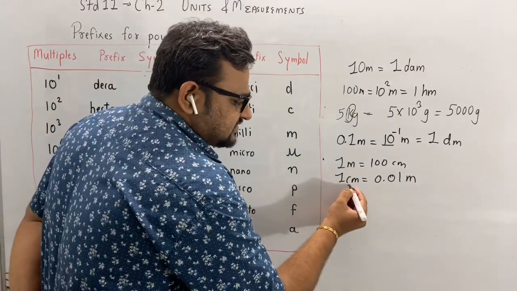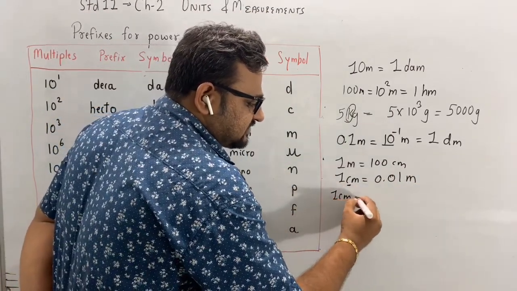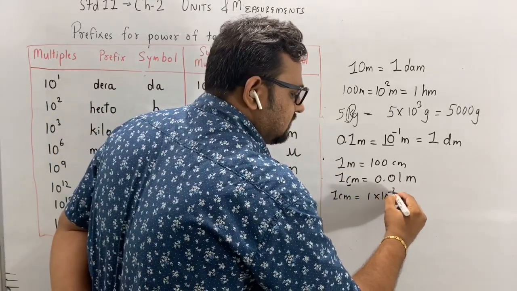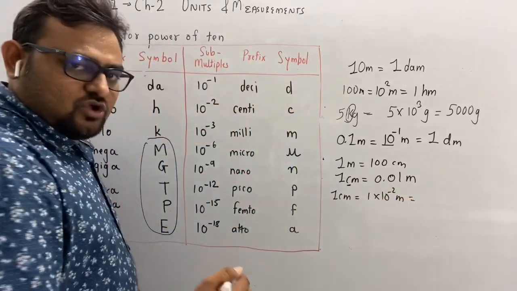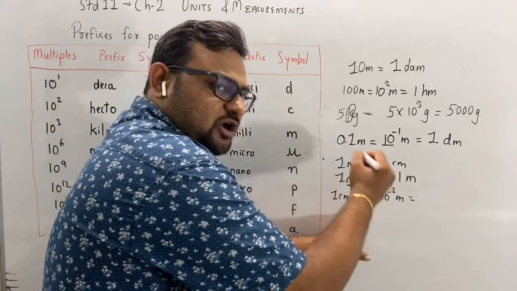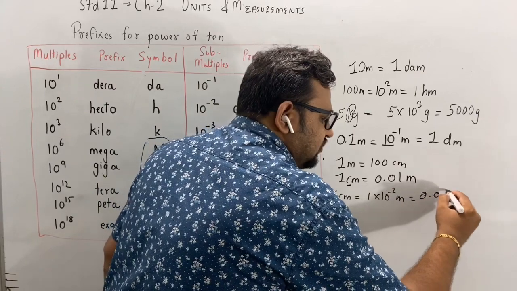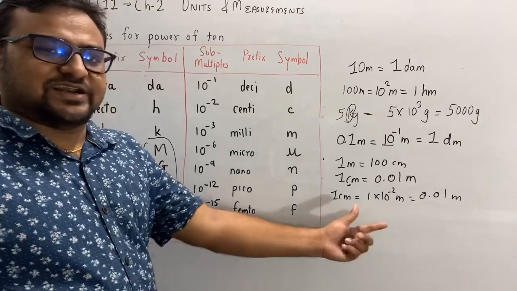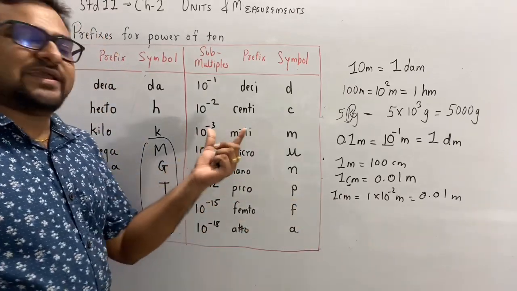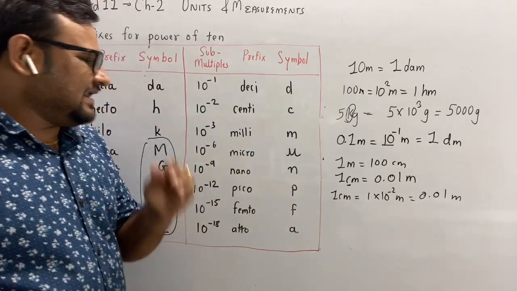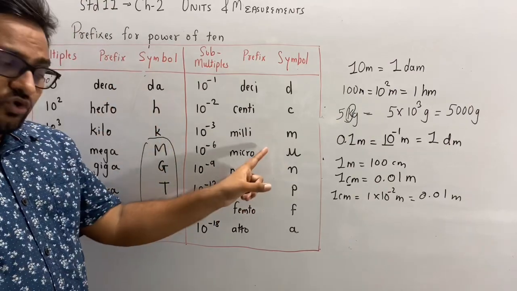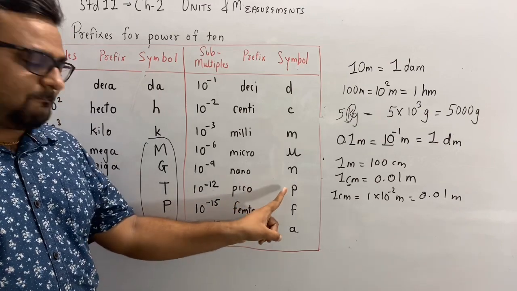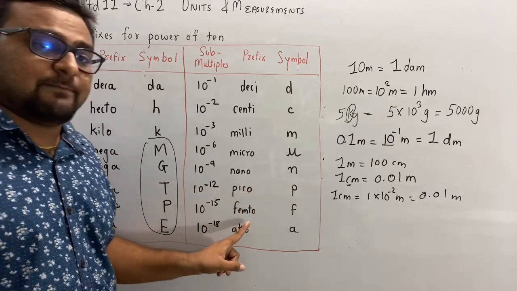See, instead of centi, I'm using what? 1 centi is 10 raised to minus 2. And what is 10 raised to minus 2? See, 1, 2. Minus 2, so I have to shift 2 points. 0.01 meter, right? So that is centimeter. 10 raised to minus 3, milli. 10 raised to minus 6, micro. Minus 9 nano, minus 12 pico, minus 15 femto.